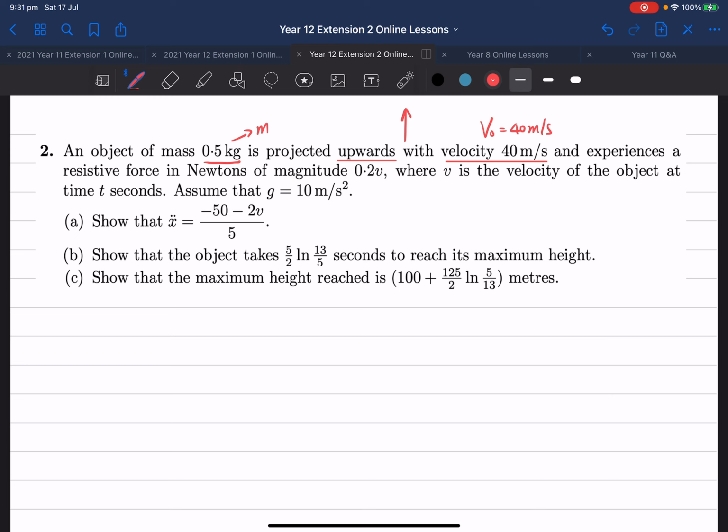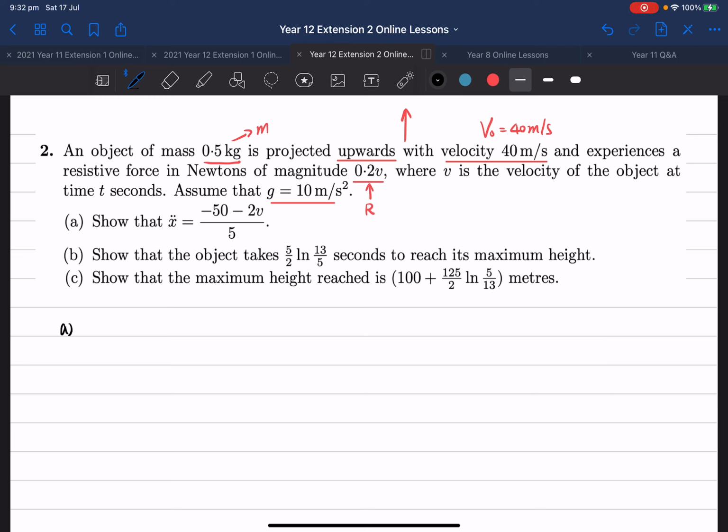It experiences a resistive force, in newtons, of that magnitude. That is the resistance force, which is R, where v is the velocity of the object at time t. Assuming that g is equal to 10 meters per second squared. They're pretty kind, making it 10 instead of 9.8, so make sure of that. So we've got everything we need. Now the first question asks us to show that the acceleration is equal to that function there. That's a pretty simple question.